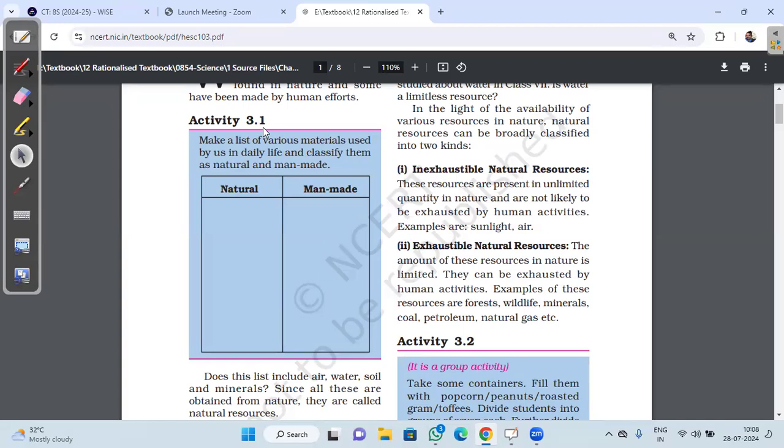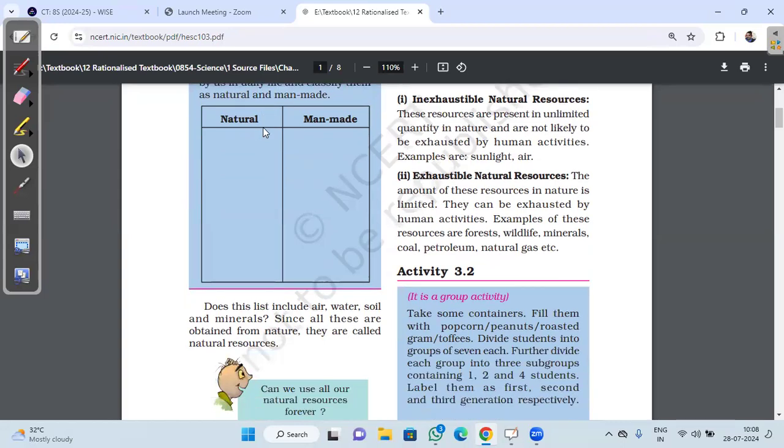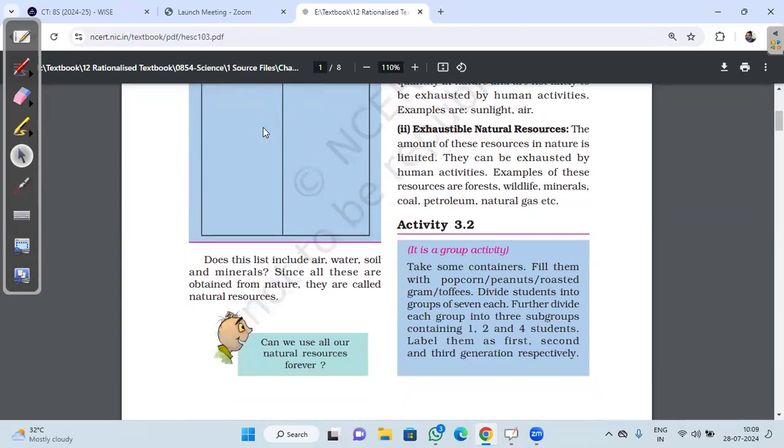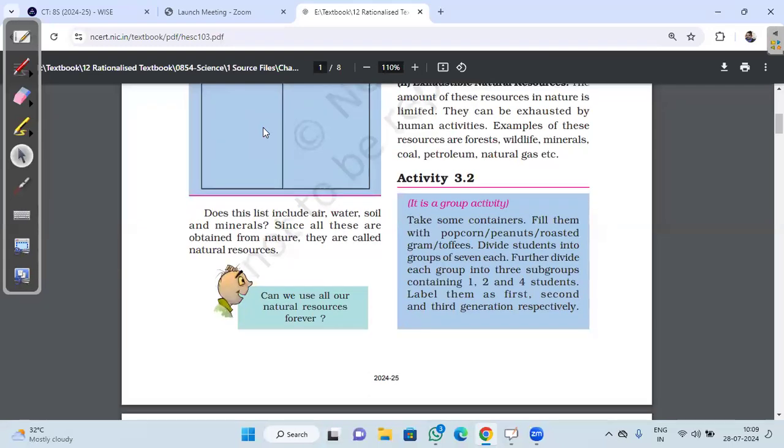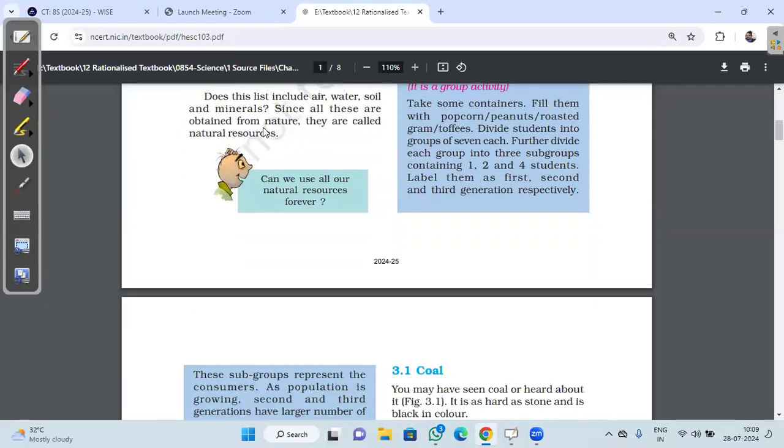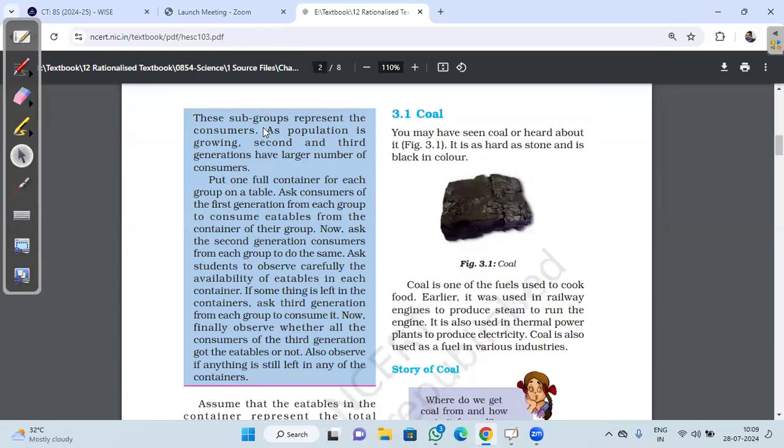So we must find some alternatives, so that they get some time for their regeneration and they are safe for future use also. Now see, coal.